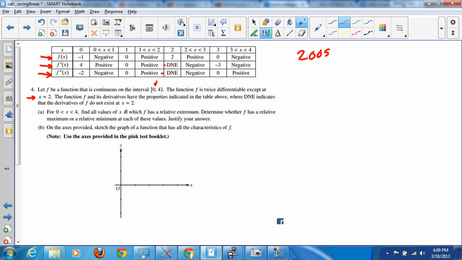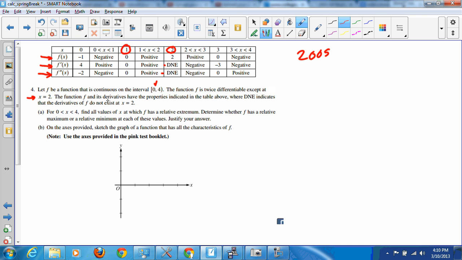The function has the properties indicated in the table. So part A says, between 0 and 4, find all the values of x which have a relative extremum. Describe whether it is a maximum or a minimum at each of these values. Okay, so we're going to look at the first derivative and see where it's equal to 0 or does not exist. At x equals 0, the first derivative is 4, so that's not a candidate. At x equals 1, that's a candidate. At x equals 2, it does not exist. And at x equals 3, it's negative 3. So our only two candidates are here at 1 and at 2.